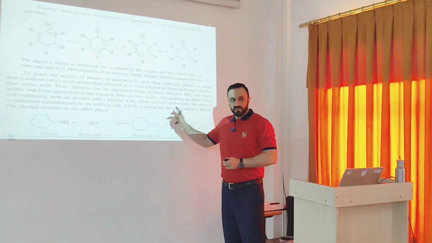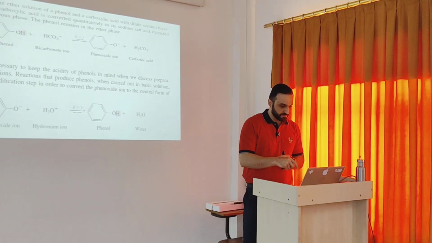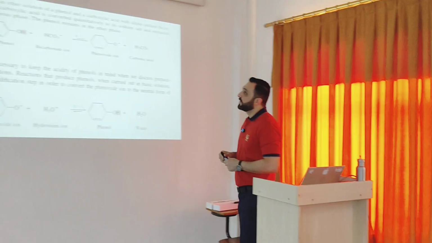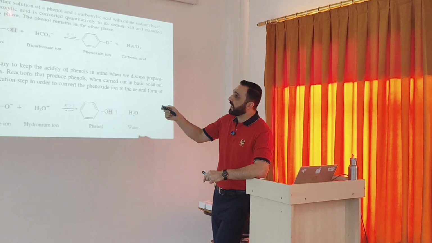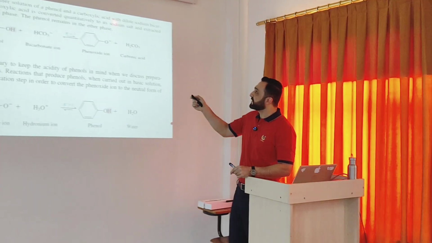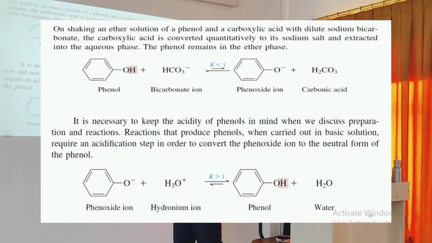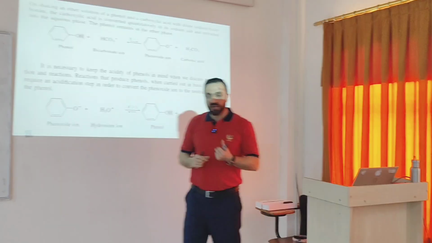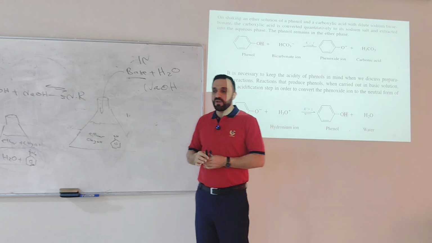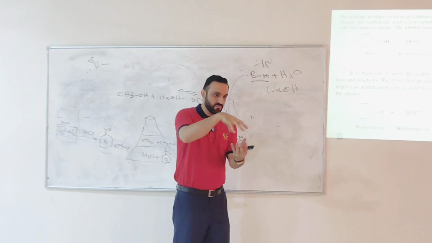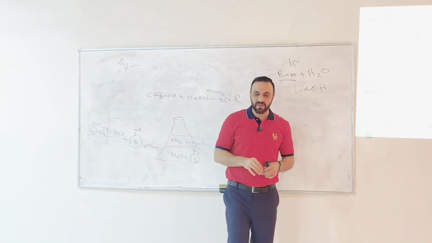This is a good question for you, and you have to write a note about this. Okay. Now, look, it says: on shaking an ether solution of phenol and carboxylic acid with diluted sodium bicarbonate. Now I will use sodium bicarbonate, NaHCO3. Sodium bicarbonate is a weaker base than what? Than NaOH. Okay. So if you have a conical flask or beaker and you have two compounds, carboxylic acid and phenol, how can you separate the carboxylic acid from the phenol?